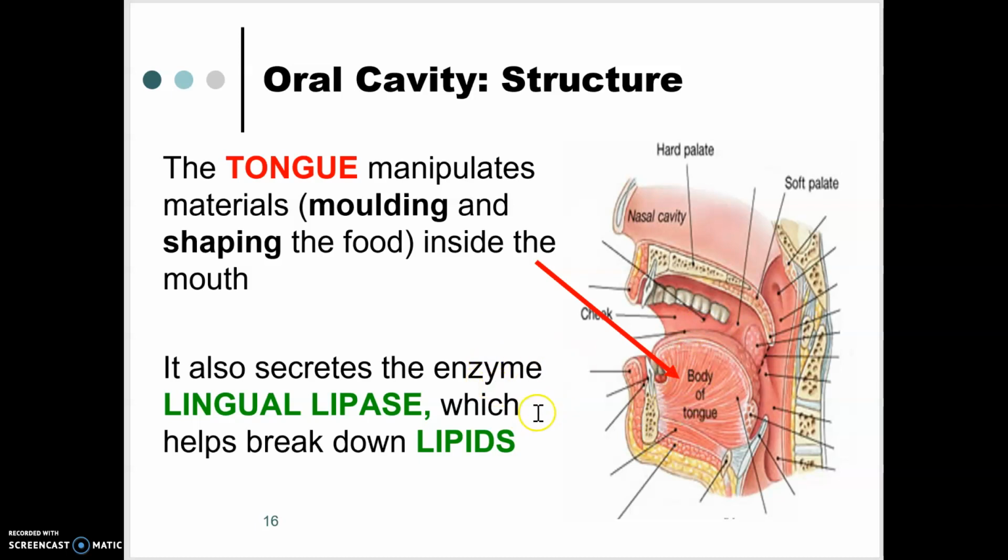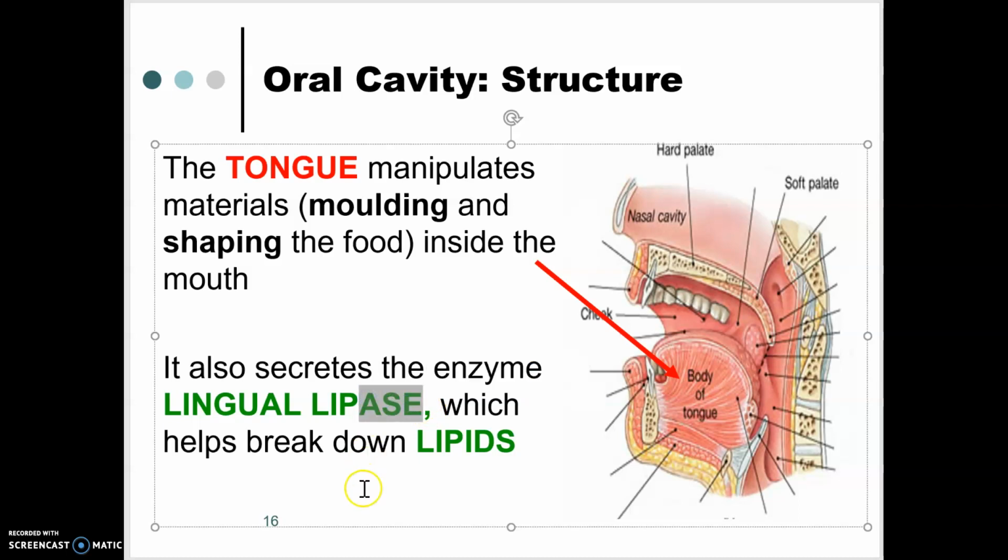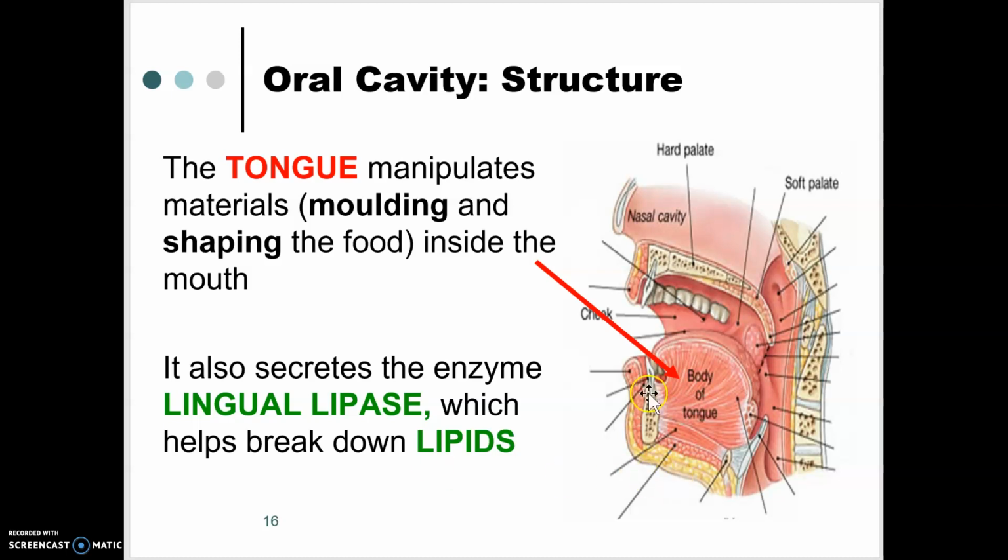One other function of the tongue is it secretes an enzyme called lingual lipase. Now, when we're talking about enzymes, don't forget this suffix. If we see ASE, there's a good chance we're referring to an enzyme. Lingual is the descriptor for tongue, so lingual lipase is going to be an enzyme secreted by the tongue that breaks down lipids. So when you eat something that's fatty, the first chemical that's going to help break down the fat that you're eating is going to be this lingual lipase, and that'll happen in the mouth.